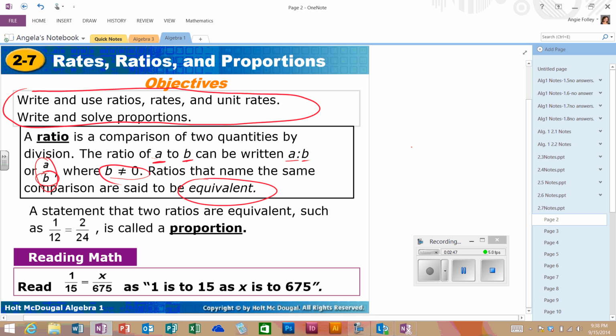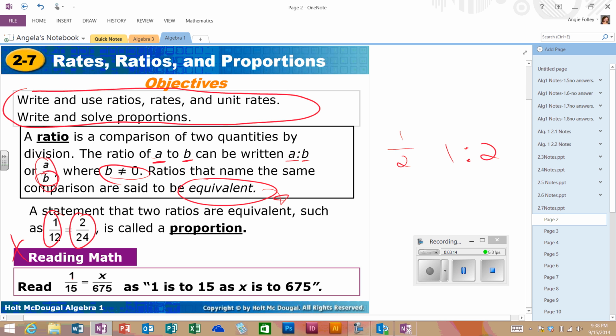So for example, 1 to 2 is the same thing as 2 to 4. They're equivalent ratios. Okay. A statement that two ratios are equivalent, such as 1 over 12 equals 2 over 24, is called a proportion. So if I have two equivalent ratios set equal to each other, that's called a proportion.